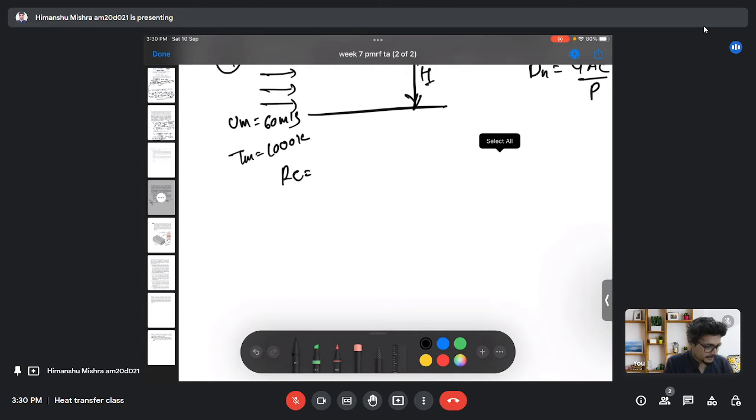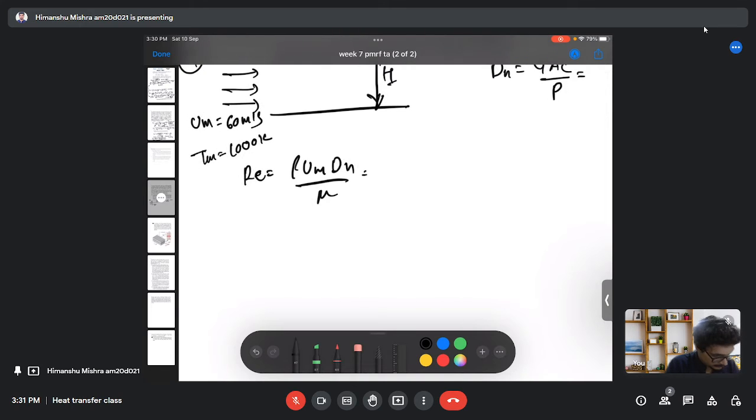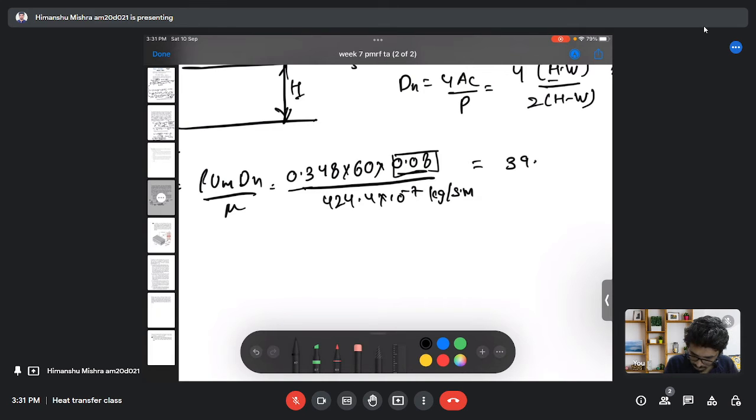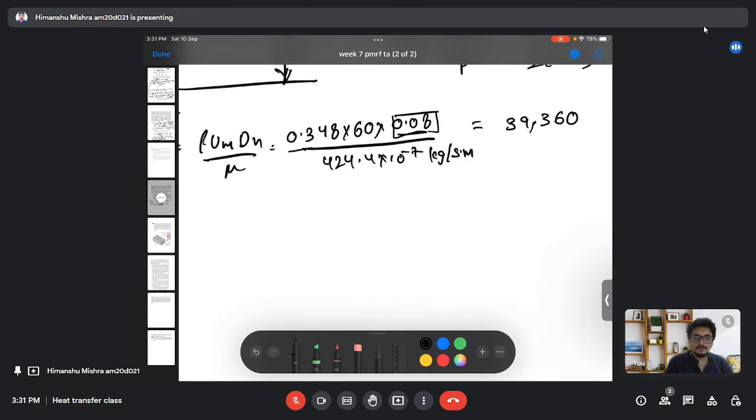We will find the Reynolds number to identify whether the flow is in the laminar or turbulent regime. We will be using the mean velocity and the hydraulic diameter in the Reynolds number expression. The density would be 0.348, and this is the hydraulic diameter we already found. The viscosity will be 424.4 times 10 to the power minus 7 kg per second meter. So the Reynolds number would be around 39,000. So definitely the flow is turbulent.